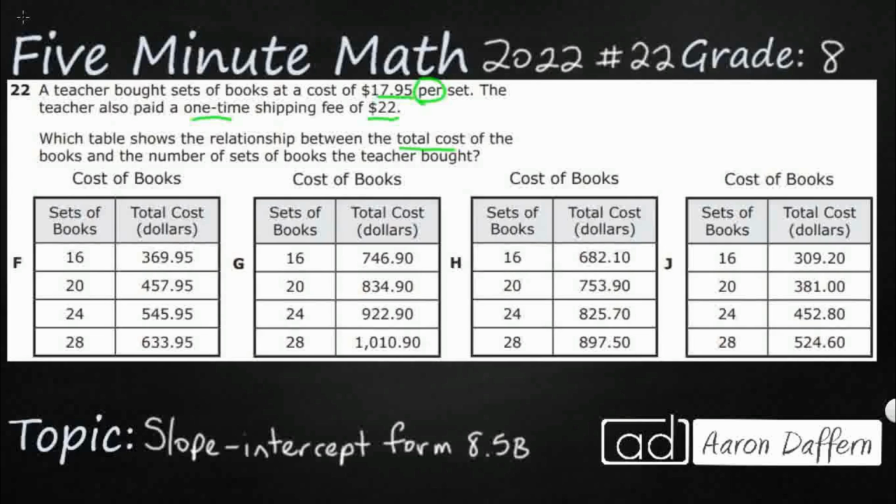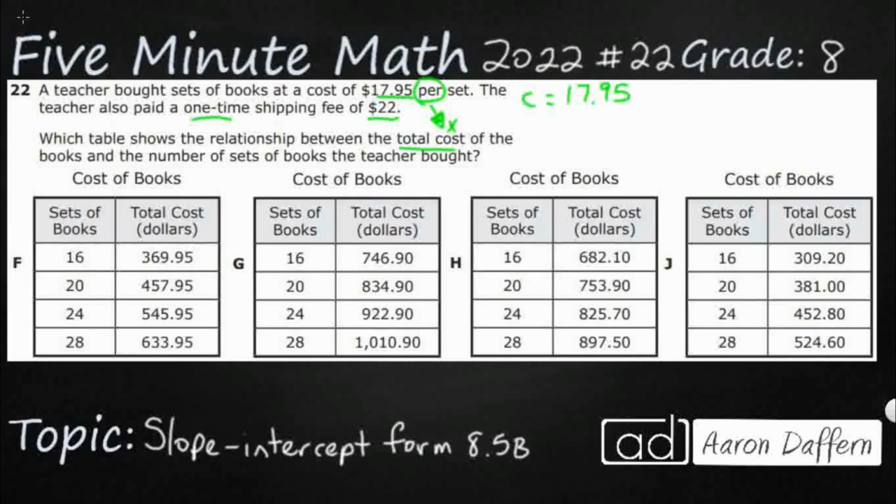All right, so we're looking for the total cost. And so let's see if we can just label that as C. So C equals basically how many books we're buying, right? And then you got to pay that shipping fee one time, just a standard rate. So we know it's $17.95 per set. This per is helpful because this lets us know that we're dealing with a unit rate, and that means we're dealing with multiplication.